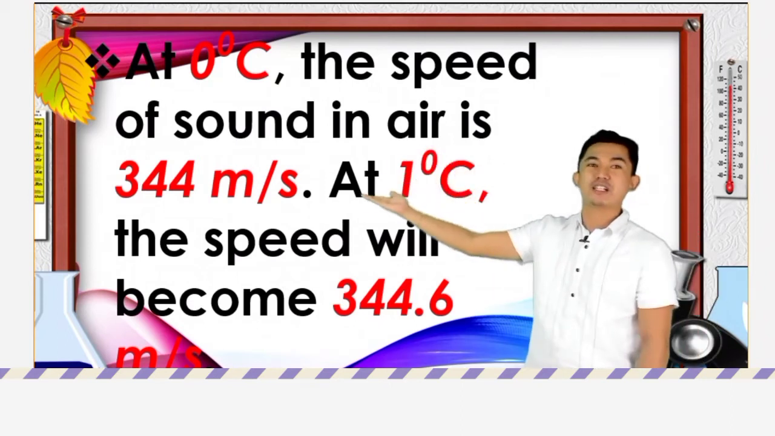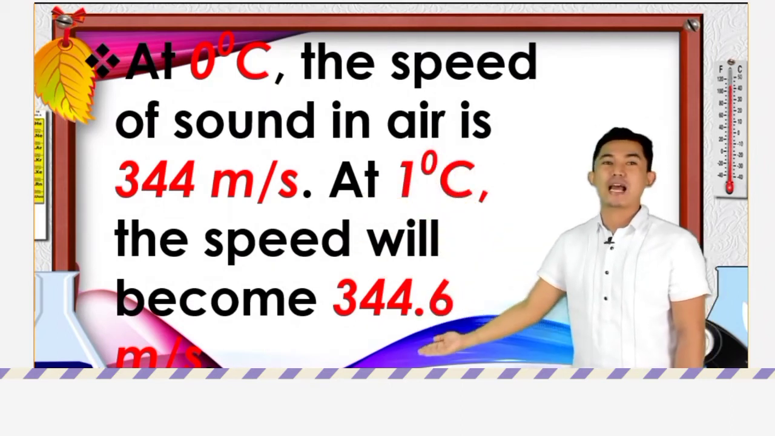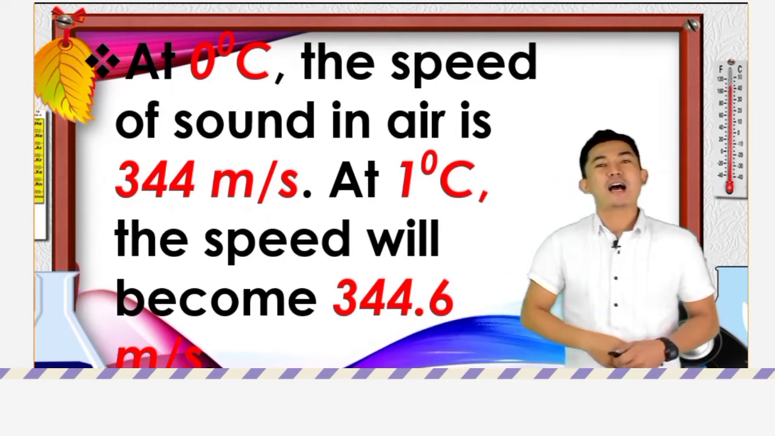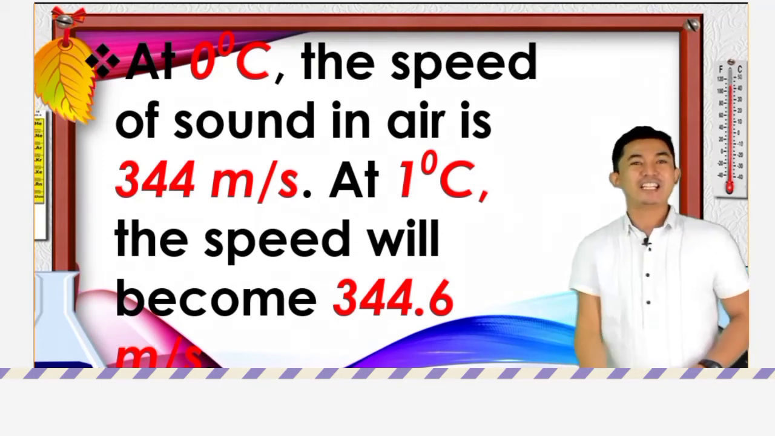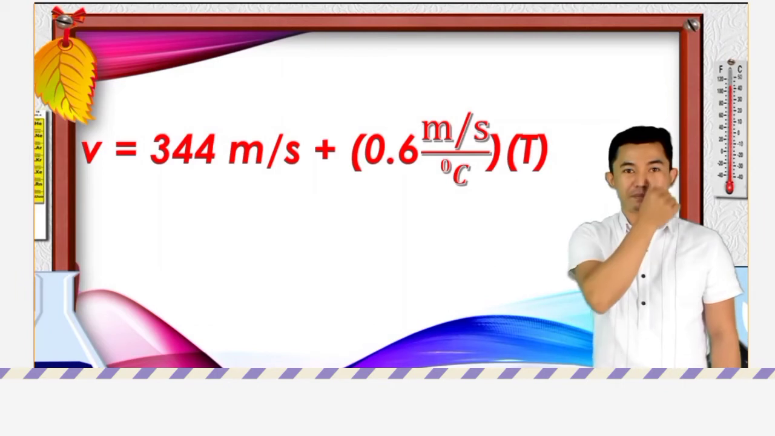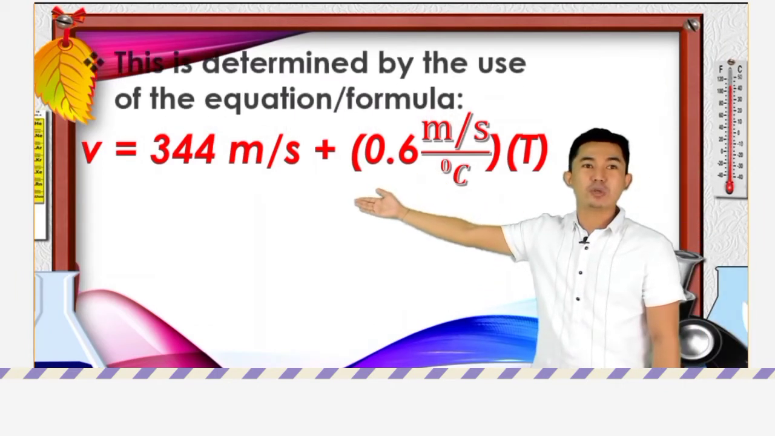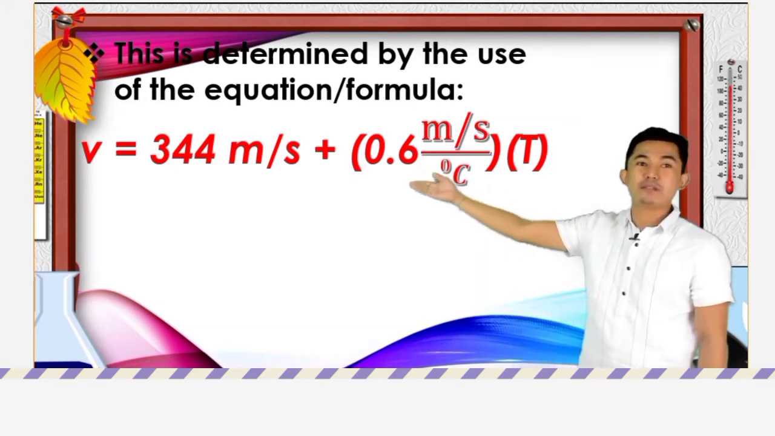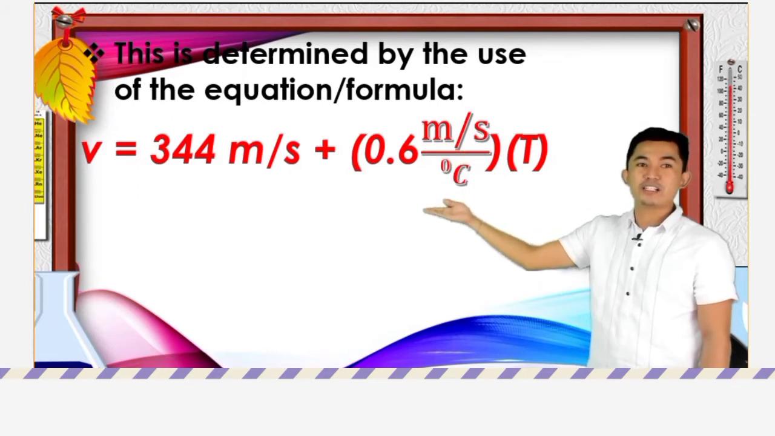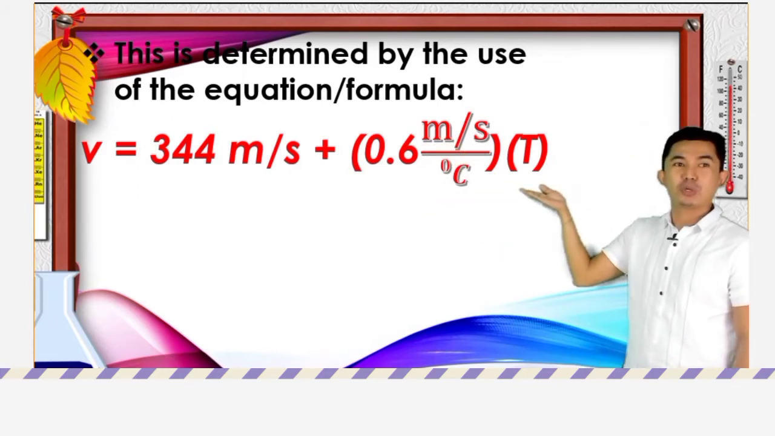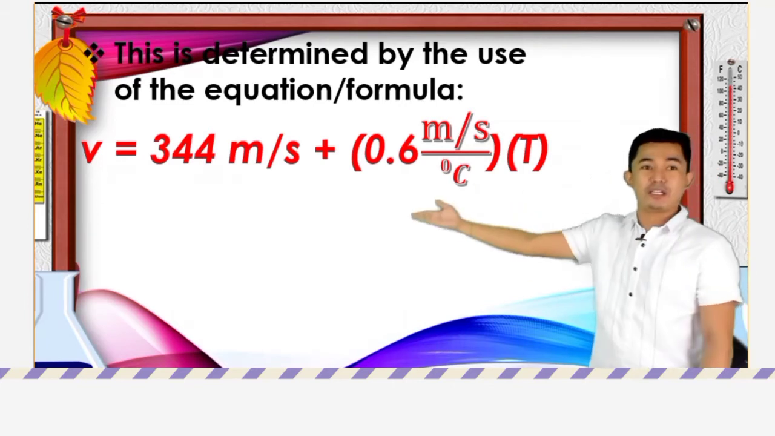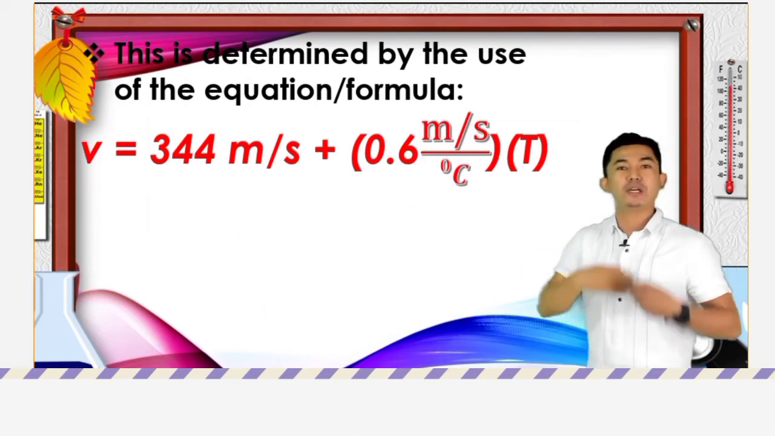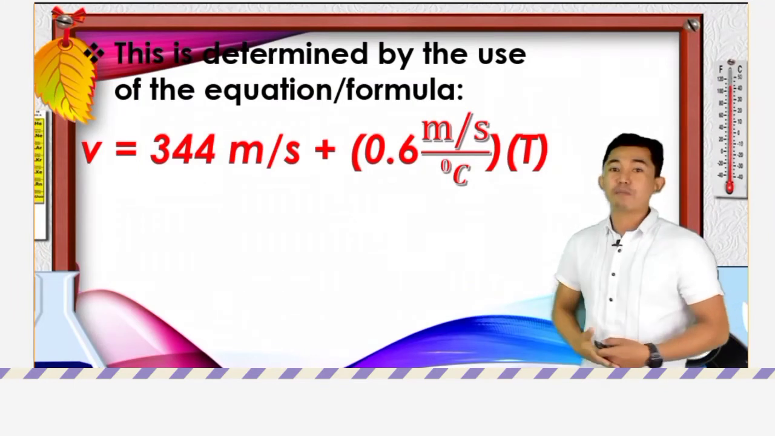At 1 degree Celsius, class, the speed will become 344.6 meters per second. Sir, how could it be? Okay, it is determined by this formula: speed is equal to 344 meters per second added to 0.6 meter per second over degree Celsius multiplied by temperature. This is determined by the use of this equation or formula. So do not forget to take down notes of this formula, class, because you will use this in our computation.